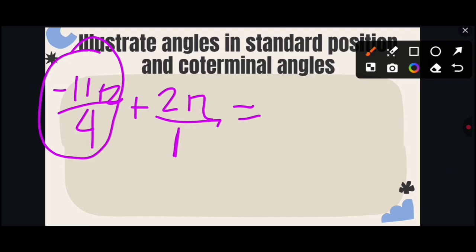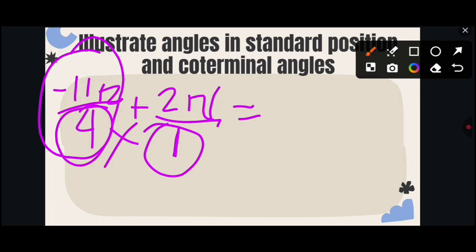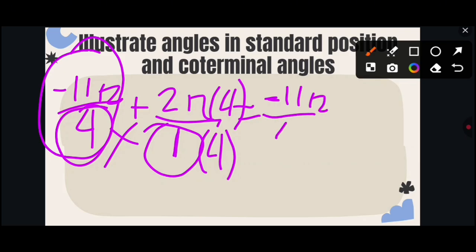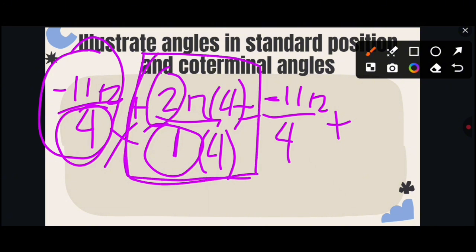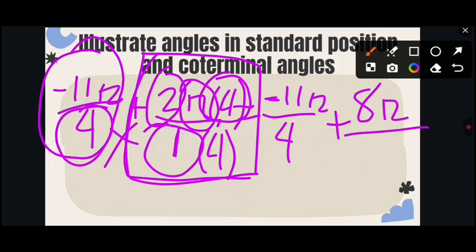Then, since magkaiba sila ng denominator, just multiply its both denominators. 4 multiplied by 1 is 4. So, add here 4. Then, copy again our given negative 11 pi over 4. Then, our operation is add since we're looking for positive coterminal angle. Then, solve this part. 2 multiplied by 4 is 8 pi. Then, 1 multiplied by 4 is 4.